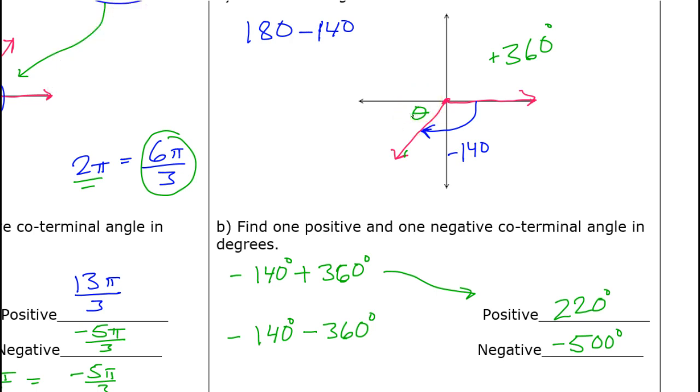I apologize for the overly dramatic sneeze. But hey, it is what it is. Anyway, so this is 40 degrees. Now reference angles are always positive. They're always positive. So I'm just going to say 40 degrees, not negative 40 degrees.